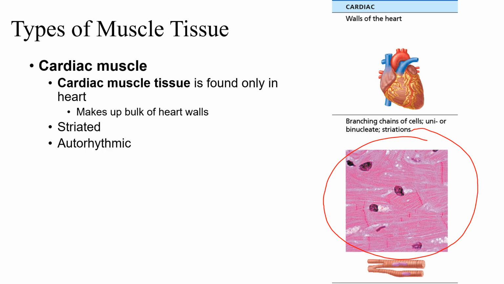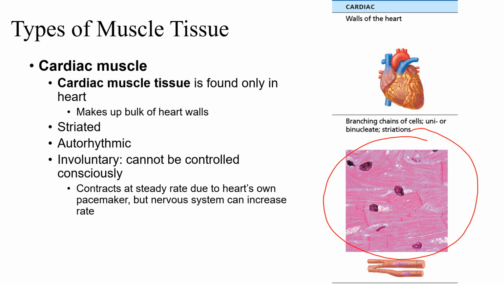These types of muscles are going to be autorhythmic, which means that they have a rhythm to them, and it's something that is not consciously thought about. So we don't control our heartbeat. We're going to have pacemaker cells that are going to be in charge of that. It's controlled by the nervous system. So it's involuntary, cannot be controlled consciously. I mean, you can definitely scare yourself and then increase your heart rate, but it really is not under our control in a conscious way.